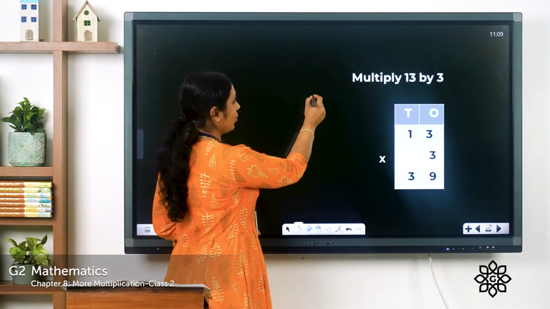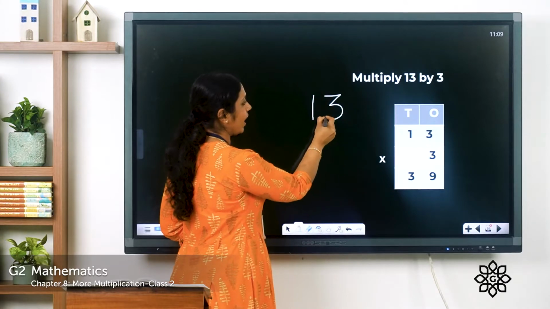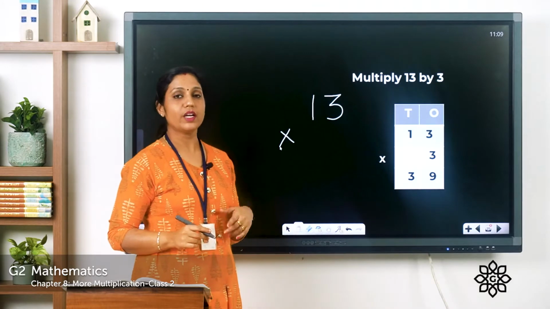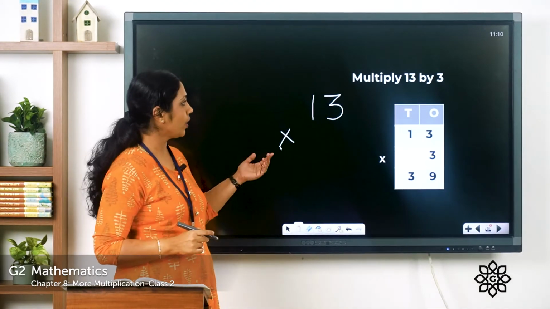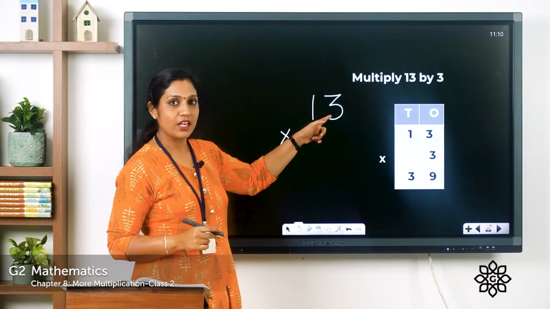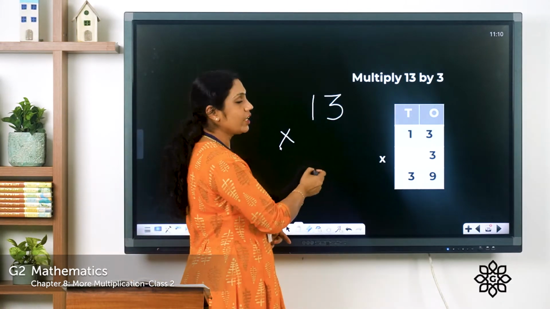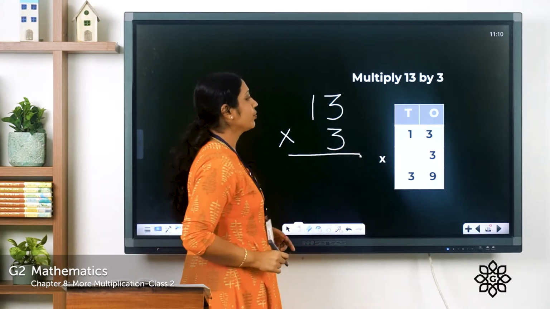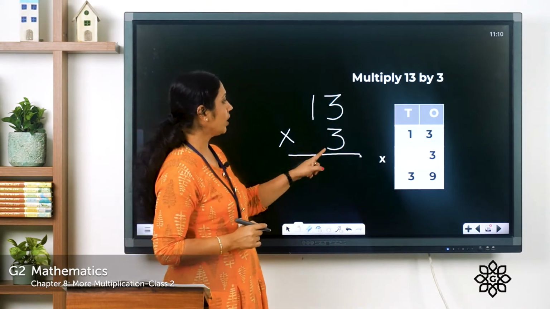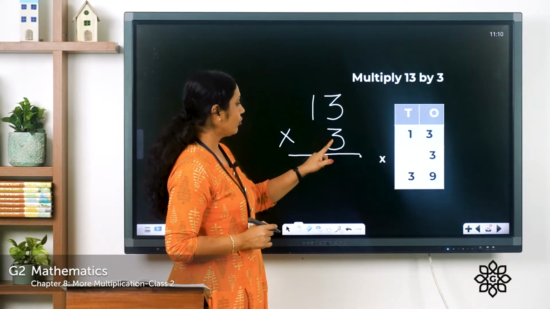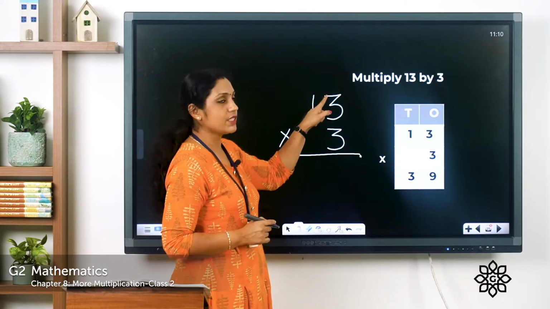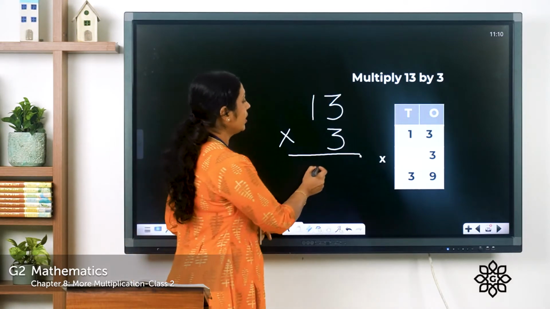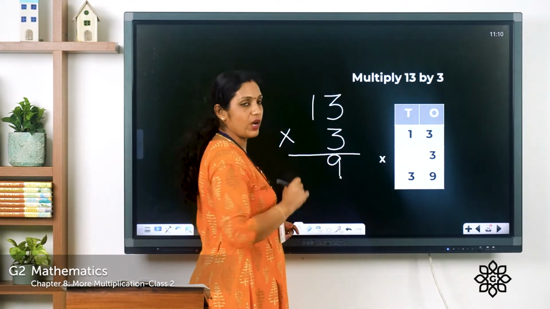Let's check. You have to write the number 13 and under that you have to write the number 3. Since 3 is a one-digit number, it has to come in the ones place. So where should you write 3? Under the ones place. So under this 3, you have to write the number 3. And then we have to multiply. We have to multiply first with the ones place. That is, we have to multiply here 3 with the ones place 3. So how much is 3 into 3? 3 3s are 9. That number we have to write here in the ones place.